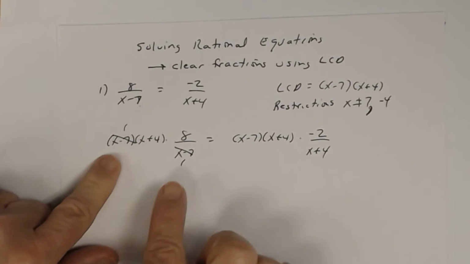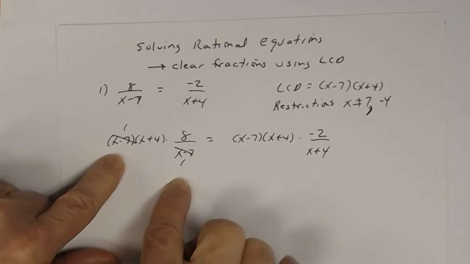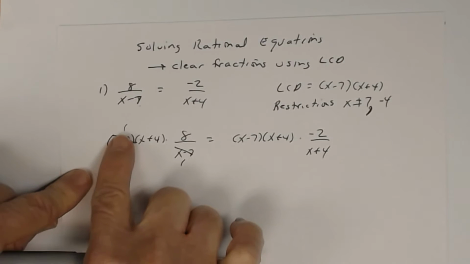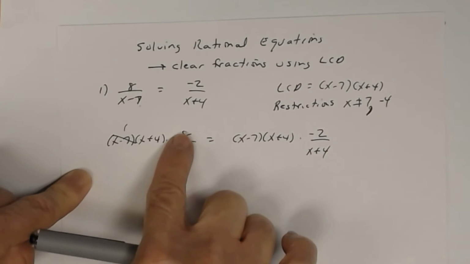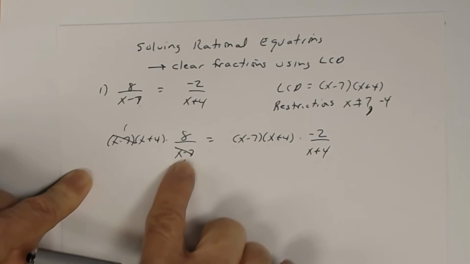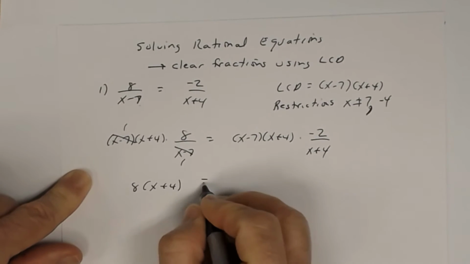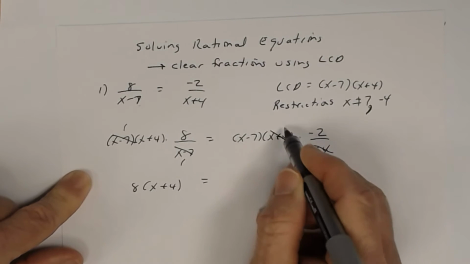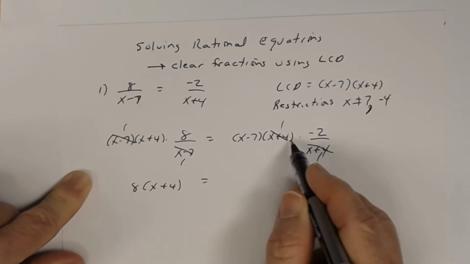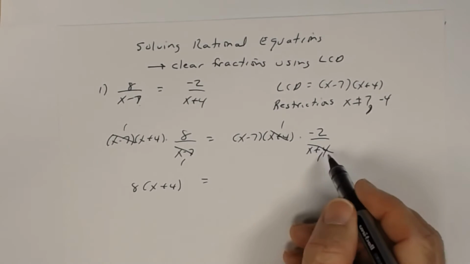Make sure you put ones in their place though, because you're left with factors of 1. So now we have 1 times x plus 4 times 8, because 8 divided by 1 is 8. So I get 8 times x plus 4 equals. Over here, the x plus 4's divide out. You must show that you're reducing these. So you must show this.